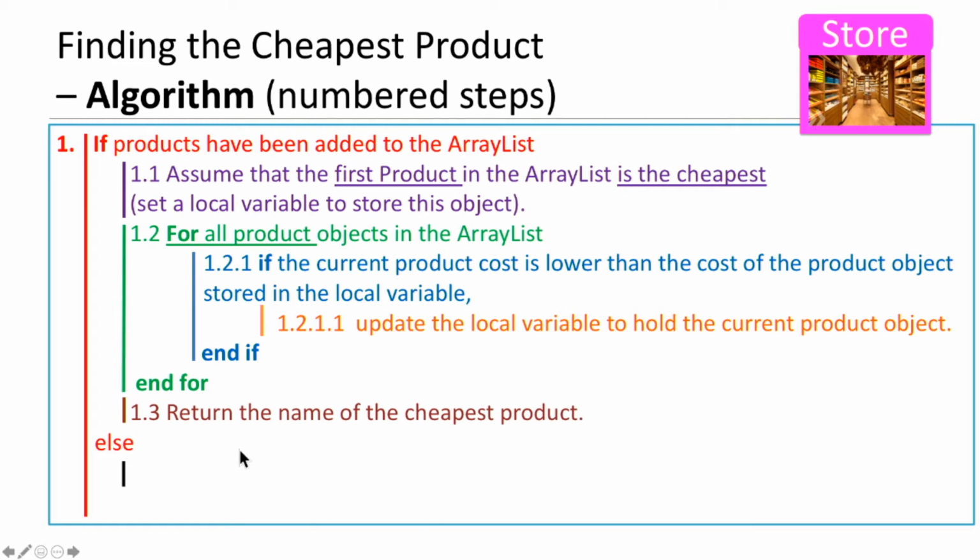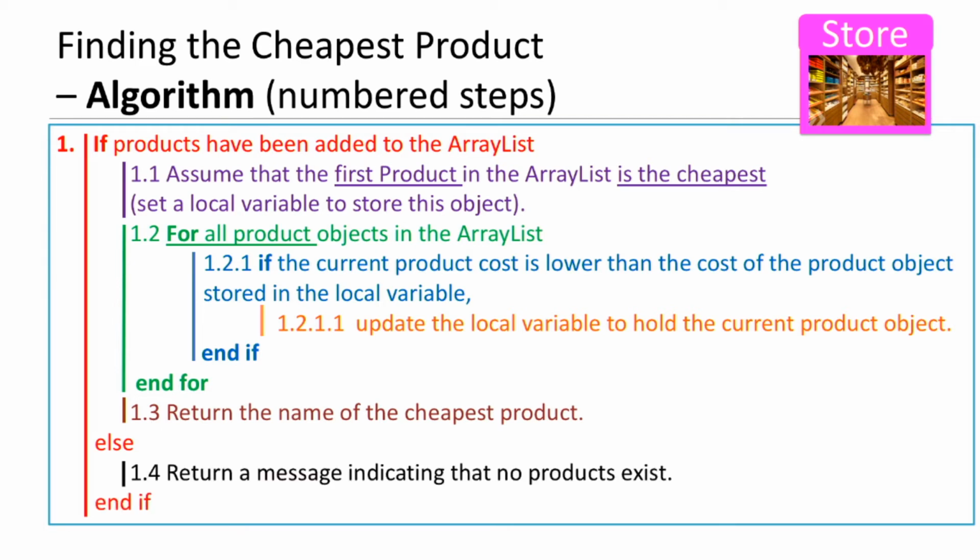Now, the else part corresponds to what we've got up here. So we're saying if products have been added to the array list, then we've done everything that we just described. But if they haven't been added to the array list, then we don't have a list to work on. So we can't do section 1.1, 1.2, and 1.3. We don't have a list to work with. So what we'll do is return a message indicating that no product exists. So therefore you can't find the cheapest product.